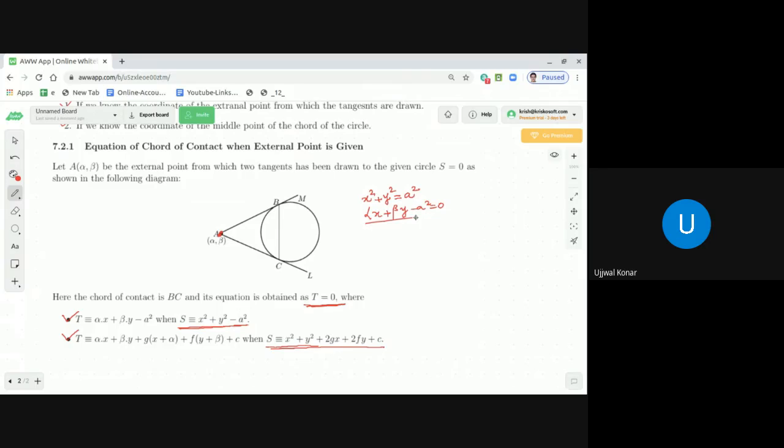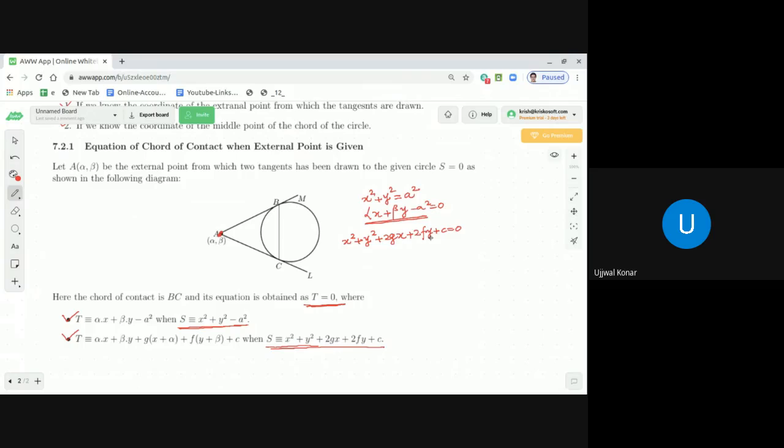So we are taking only this expression, and that is why we give t equal to 0. Okay, t equal to 0 means that becomes the equation of the chord of contact. In a similar manner, if we have the equation of the circle in the generic form, that is the general equation, x square plus y square plus 2gx plus 2fy plus c is equal to 0.